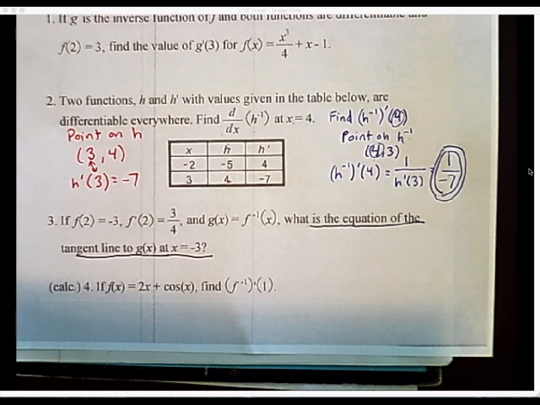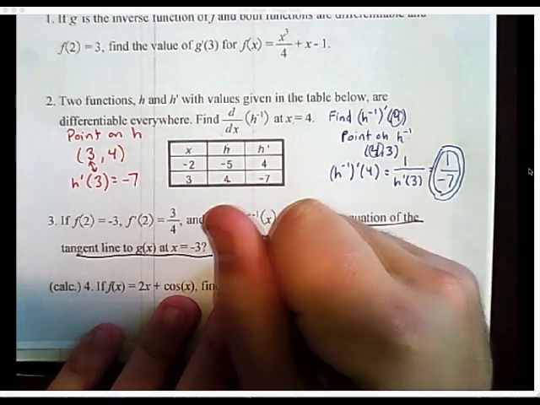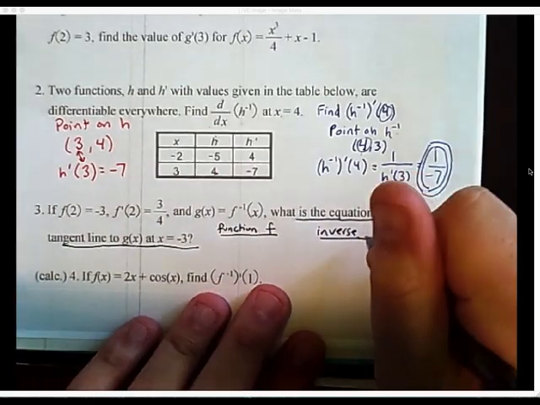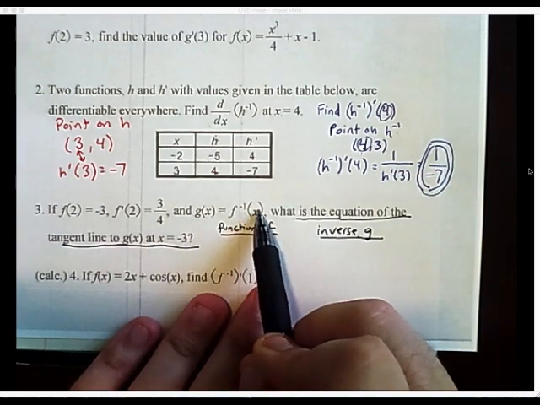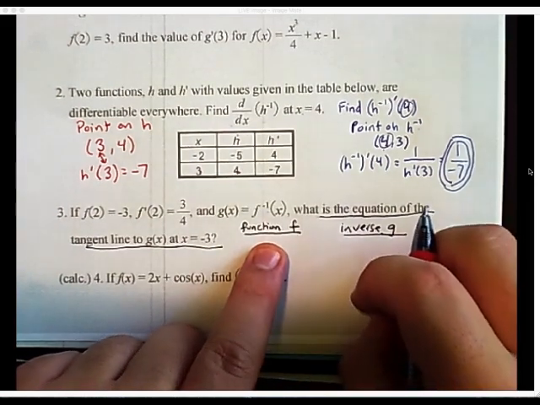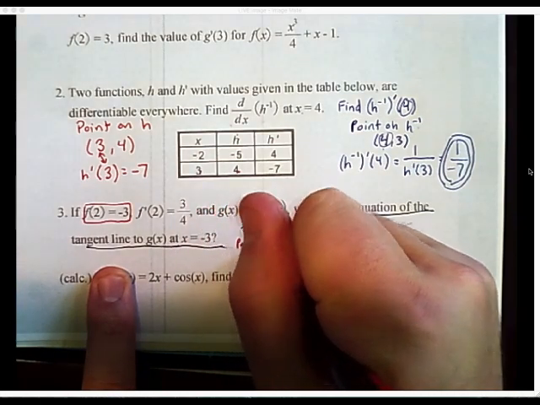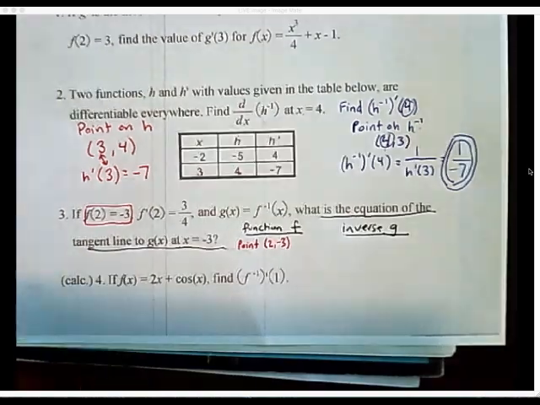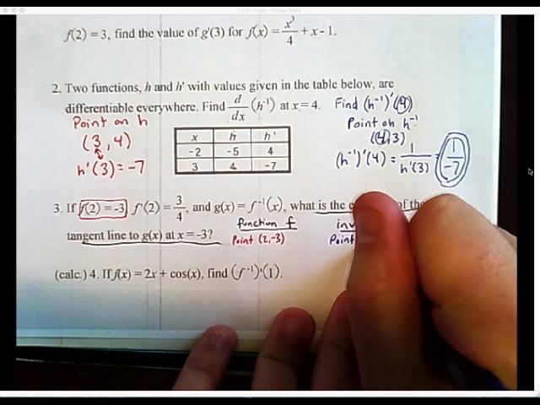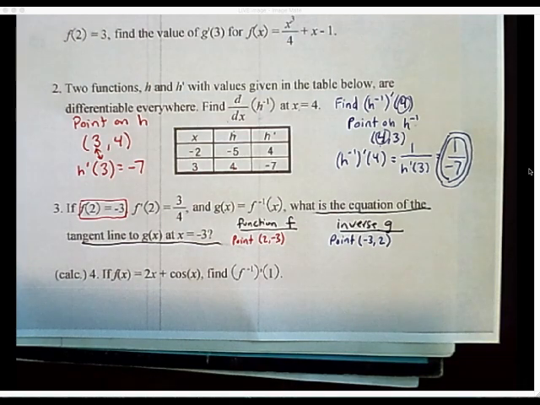So let's think about what we have. We have the original function, which we're calling f, and then we have the inverse function, which we're calling g. It tells us that g is the inverse of f. So what do we know about function f? From this part right here, we get a point on function f. The point is (2, -3). So right away, I should know that the point on the inverse relation or function, I don't know if it's a function or not, but I know that the point there would be (-3, 2).